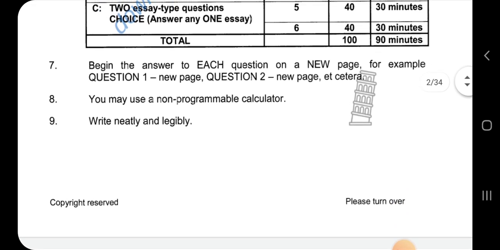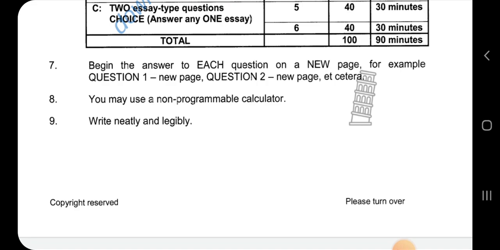So question number 7 says begin the answer to each question on a new page. So question 1 will have its own page, question 2 its own page, 3 its own page. In section B, remember you only have to answer 2 of the 3 questions, so every question should be on a new page. You may use a non-programmable calculator if there are any calculations, and write neatly and legibly.